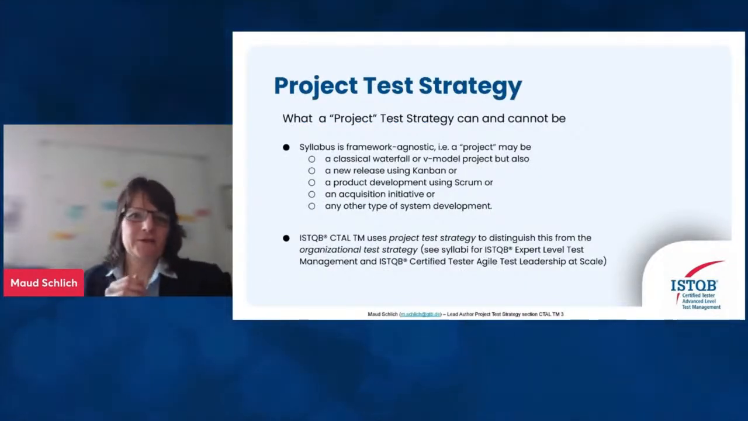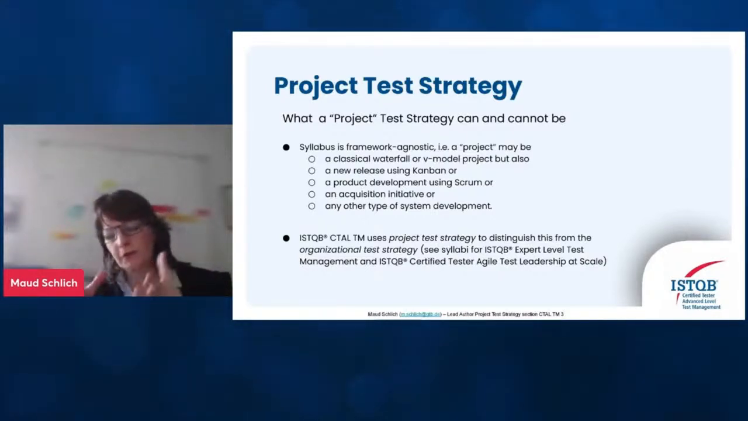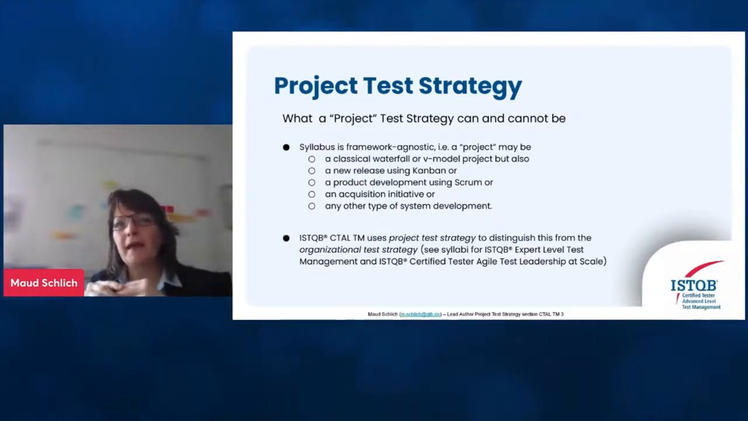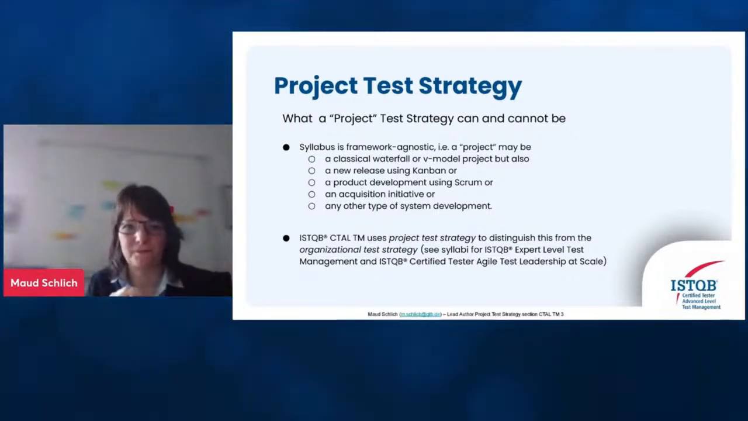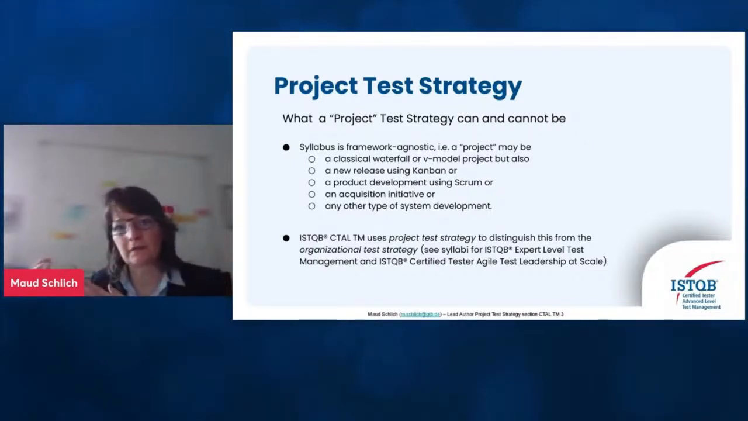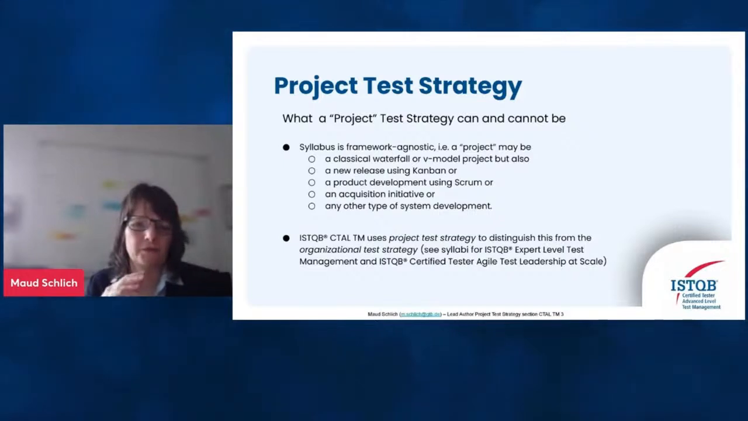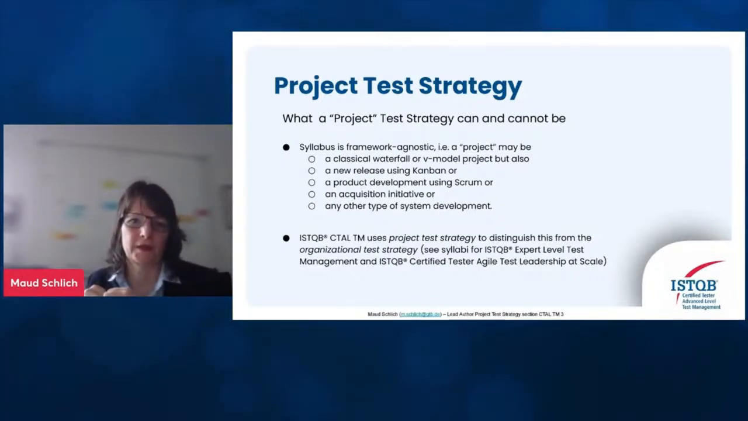The project test strategy is not only about projects, it's about anything which is developed for a system or software. It may be a classical waterfall or V-model project, so a software development lifecycle which is very traditional. It may be a new release. It may be using Kanban, or it may be a product development, maybe using Scrum, or some kind of acquisition initiative, or any other type of system development.